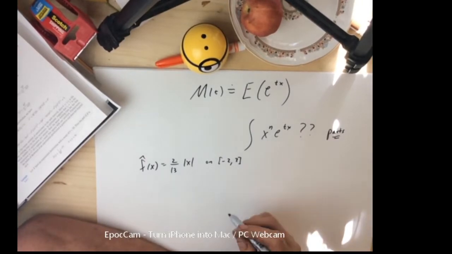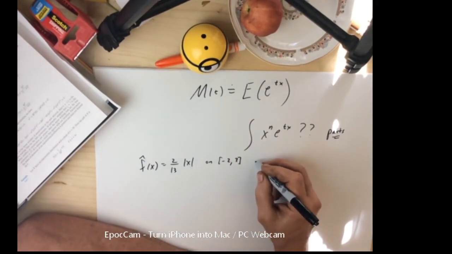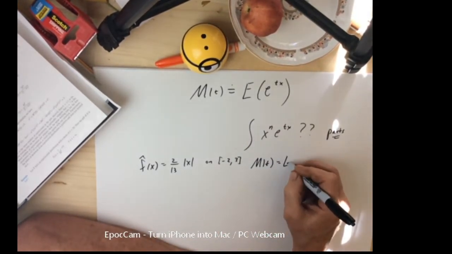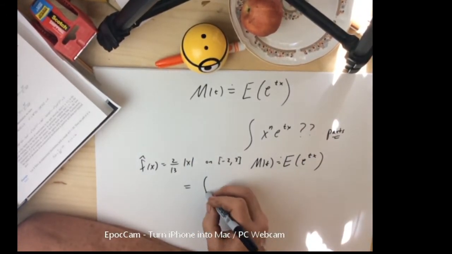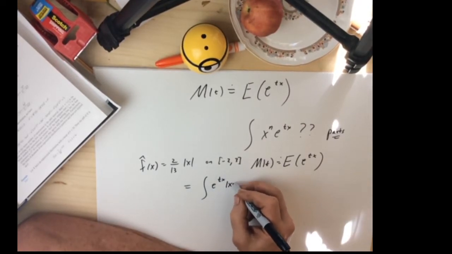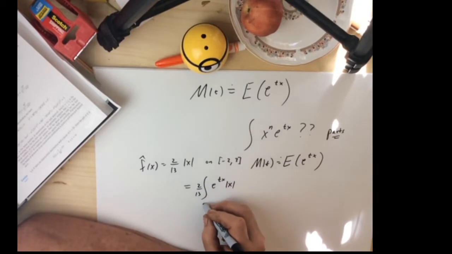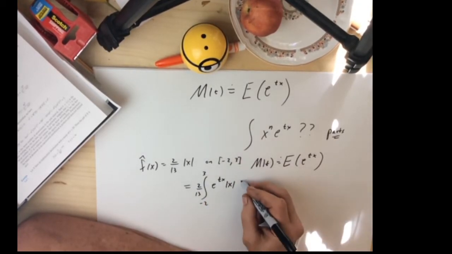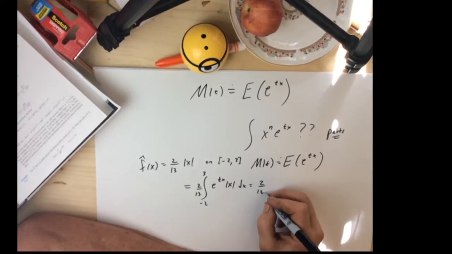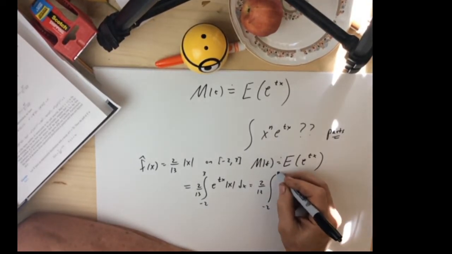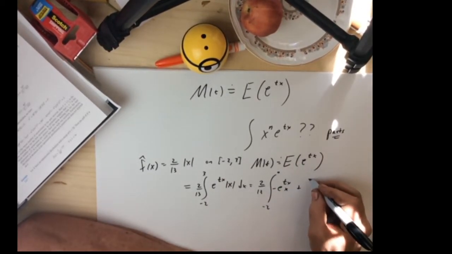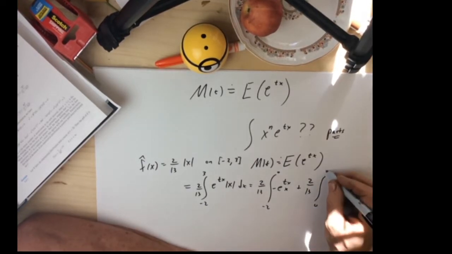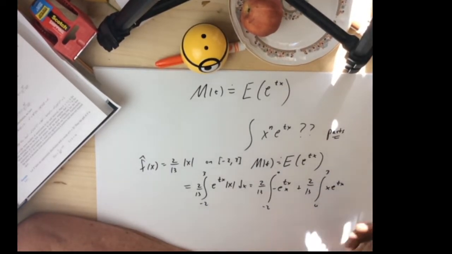Well, it is its DNA. It has everything about it inside of it. Let's do a calculation. So, by definition, the moment generating function is the expectation of e to the tx, but the expectation of e to the tx is the integral of e to the tx, absolute value of x, 2/13 from minus 2 to 3 dx, which is 2/13 the integral from minus 2 to 0 of e to the tx times minus x, plus 2/13 the integral from 0 to 3 of x e to the tx.